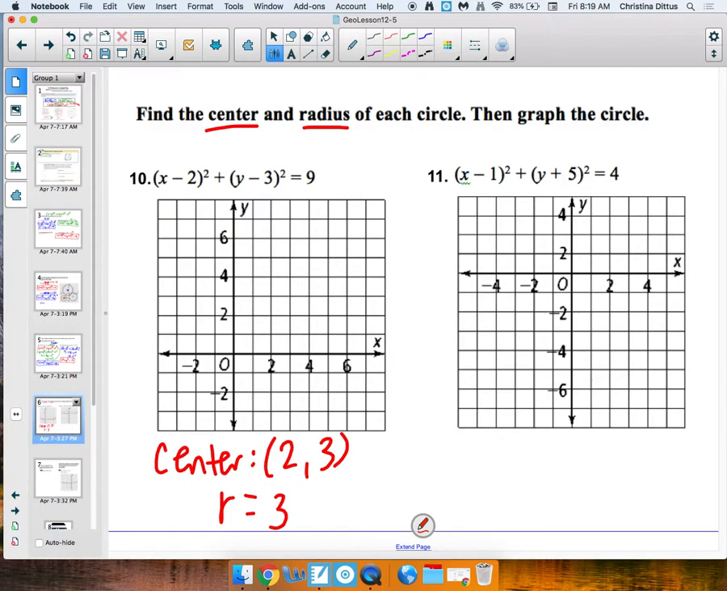2, 3, put a point. That's our center. Here's how I graph circles. I make a little cross, I guess. So I go to the right 3, put a dot, go up 3, put a dot, left 3, put a dot, down 3, put a dot. And I do my best job at making a circle shape. That was awful.